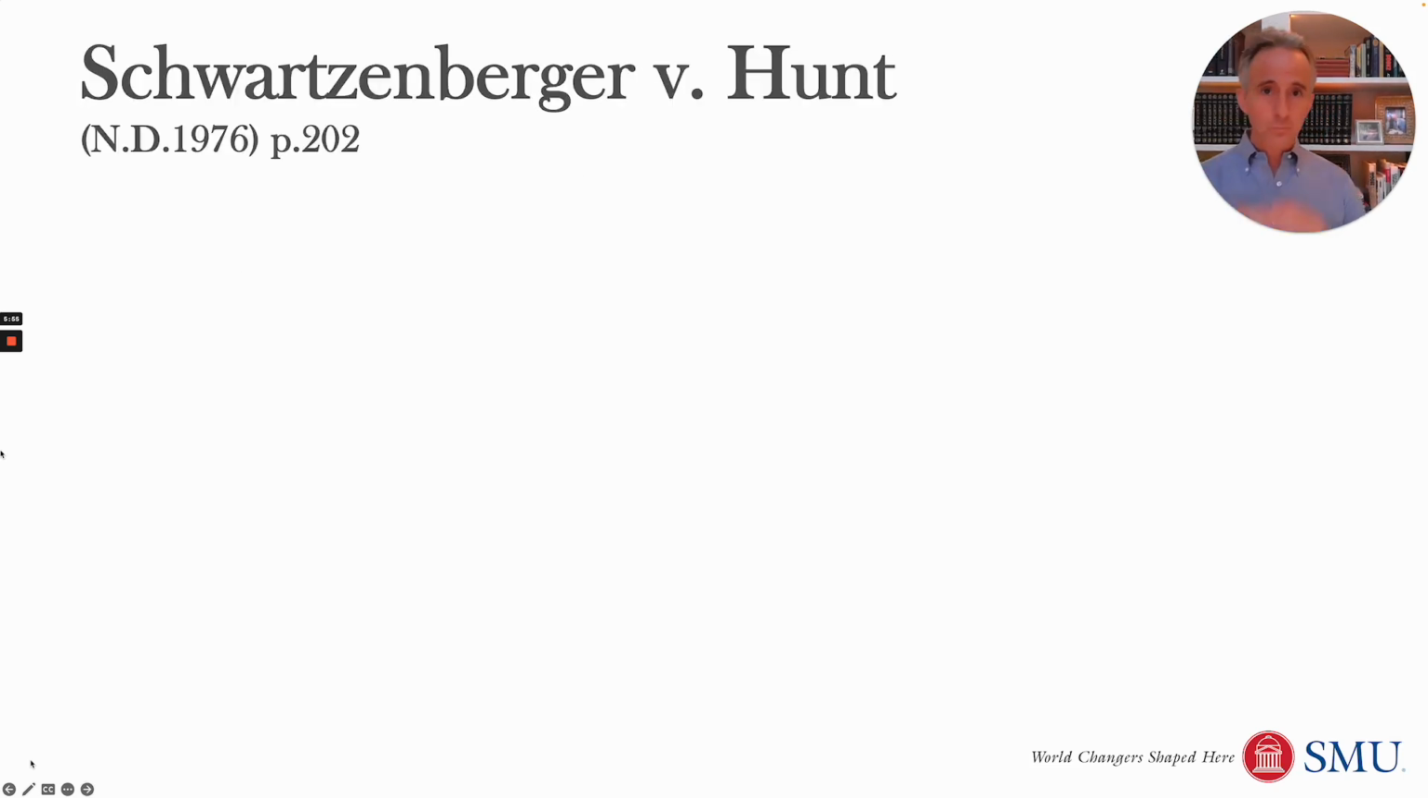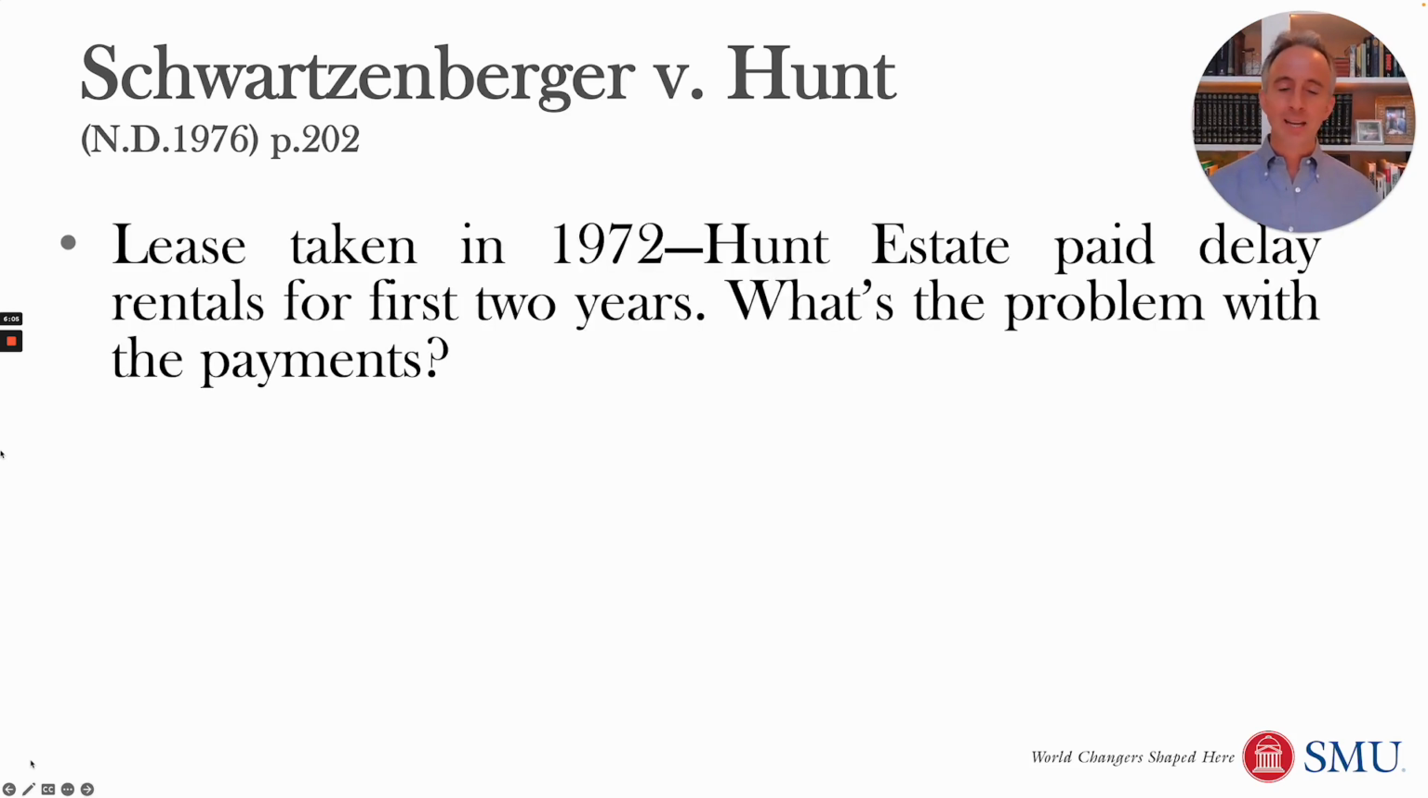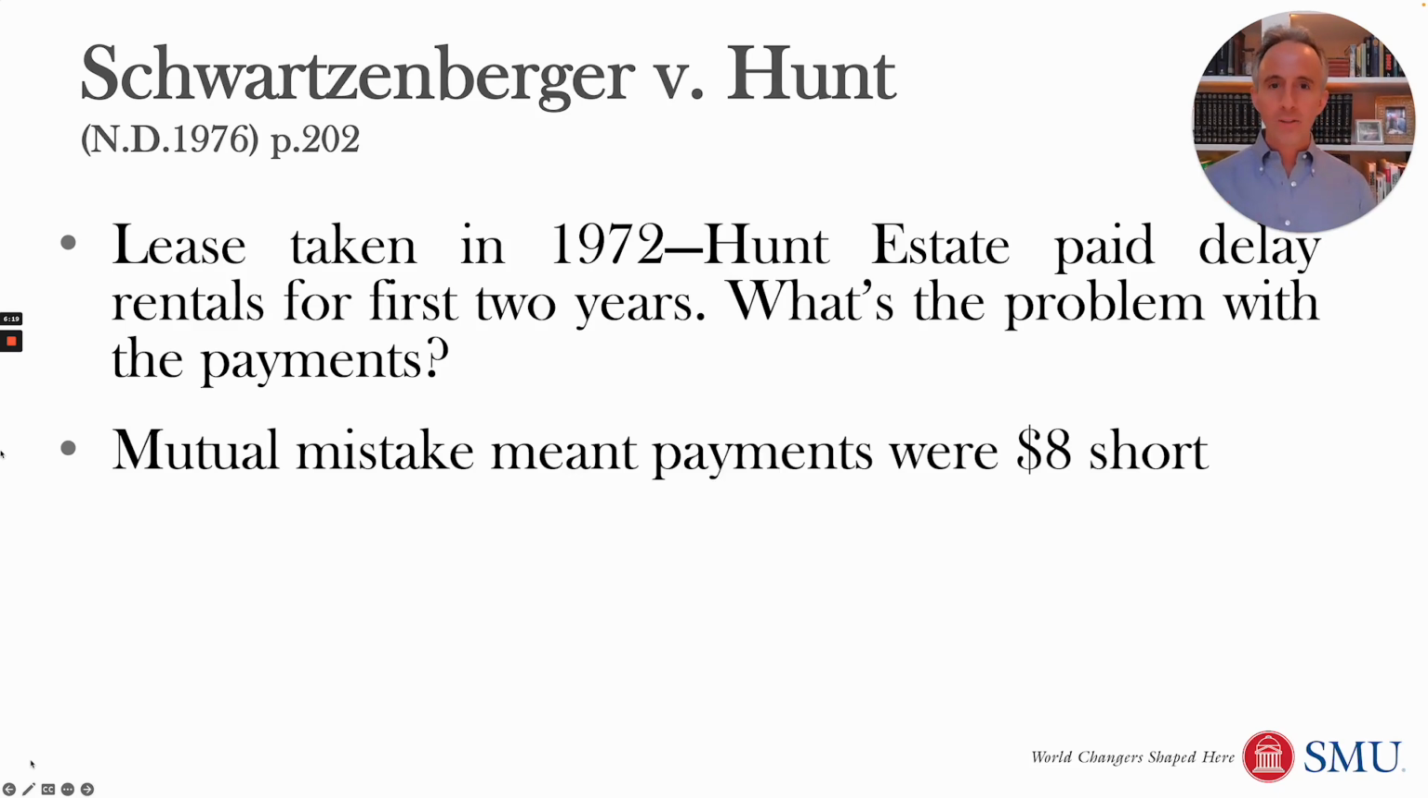All right, let's talk about a case about an unless rental clause. Schwartzenberger versus Hunt. It's a North Dakota 1976 case, page 202. There's a lease. It's taken in 1972. The Hunt estate paid the delay rentals for the first 2 years. Okay, so they're paying their delay rentals just as they should to extend that primary term through the full primary term. What's the problem? Well, there was a mistake. Both Schwartzenberger and the Hunt estate thought that there was a little bit smaller acreage than it in fact was, and so the payments were $8 short.